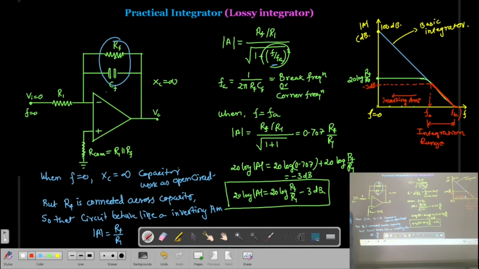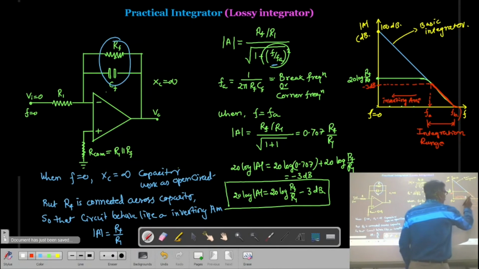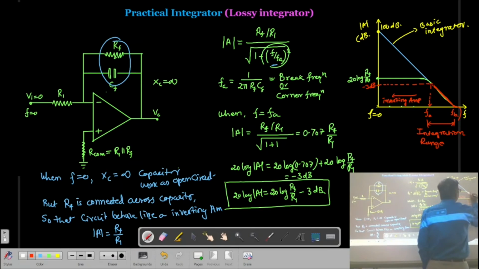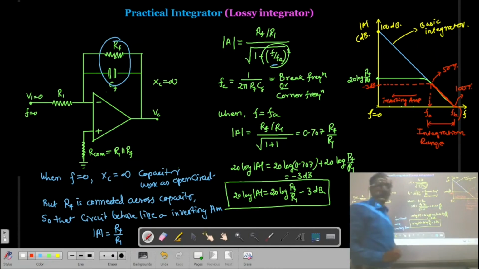So here you can use this circuit for the integration if your input frequency is between Fa and Fb, and you will get a true result of the true integration. Actually, at frequency Fa, you will get 50% of the integration, but at frequency Fb, you will have 100% integration. At this frequency, the 50% result will be there, and at this frequency, the 100% result will be there.